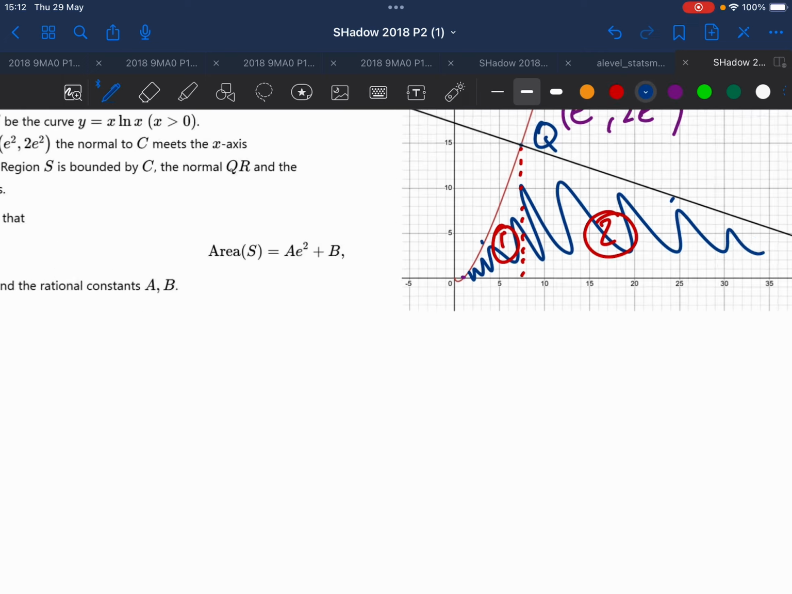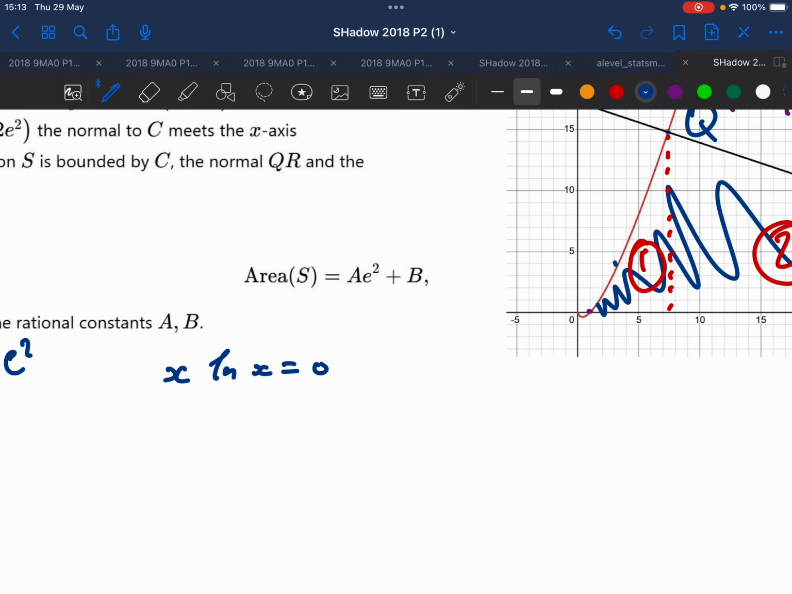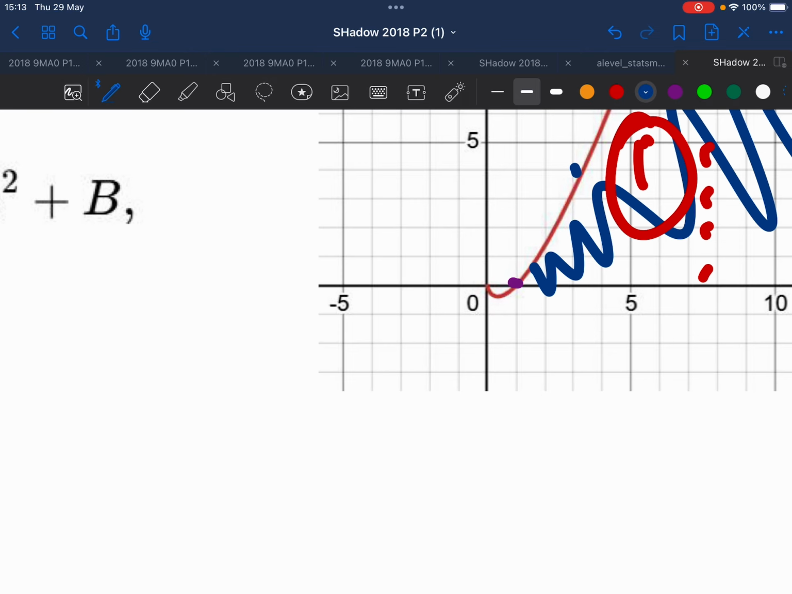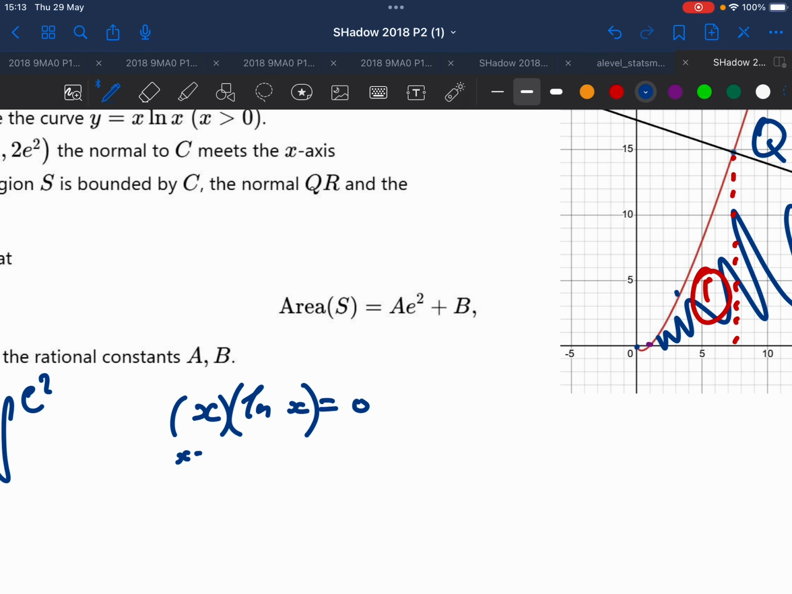So the curve is x ln x. So I want to integrate it. Limits. What are my limits? Now, e squared is the upper bound. What's the lower bound? The lower bound is when x ln x is equal to 0, which you can see if you think of this as a product equal to 0. x could be equal to 0, and you see that one's there. So that one's x equals 0.